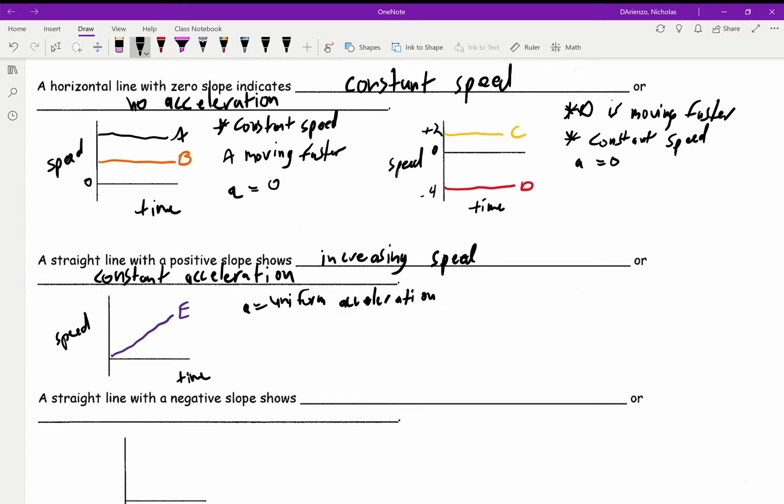So the slope of this line is acceleration. The slope of the line equals our acceleration. And that's because the slope is speed over time, changing the y over changing the x.